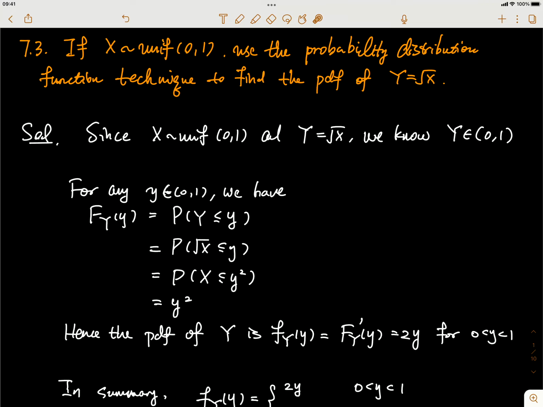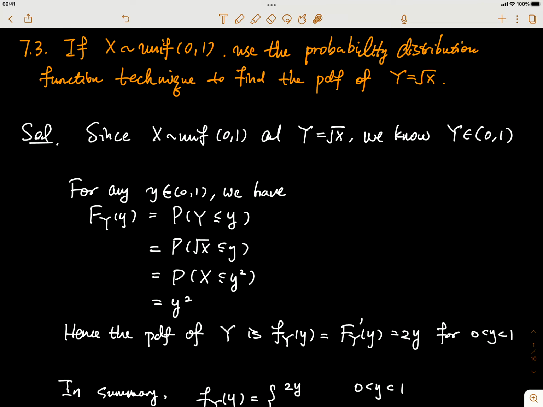Since we know that x follows a uniform distribution, x must be between 0 and 1. So the square root of x, which is y here, must be between 0 and 1 as well. So this is where y can take a positive probability. There should be no probability density outside of this interval.